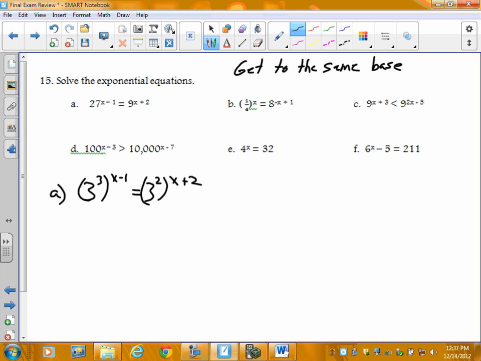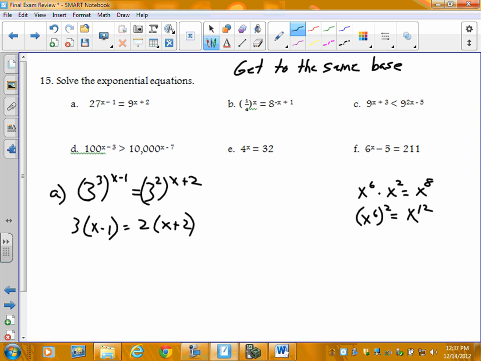When you raise a power to a power, what do you do with the exponents? You add them if you multiply numbers with the same base. Because if you multiply numbers with the same base, you add the exponents. But if you raise a power to a power, like in this problem, you multiply the exponents. So in this problem, when I have 3 to the third raised to the x minus 1 power, what I want to do with those exponents is just multiply them. So then I multiply 2 times x plus 2.